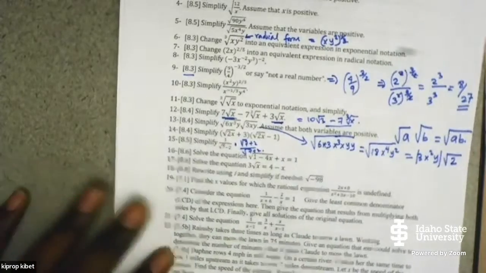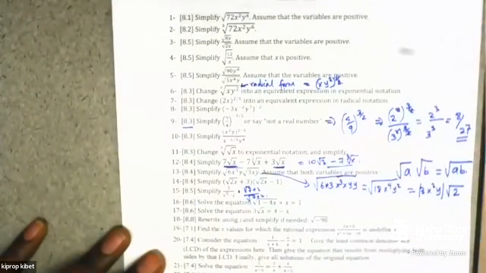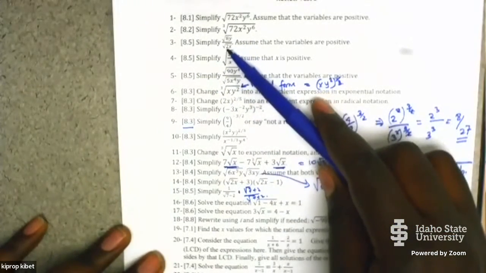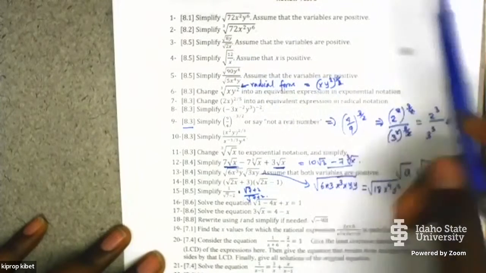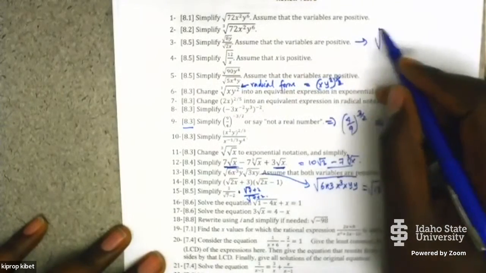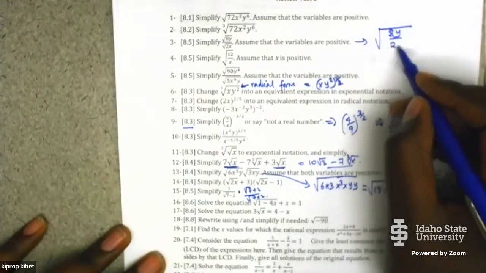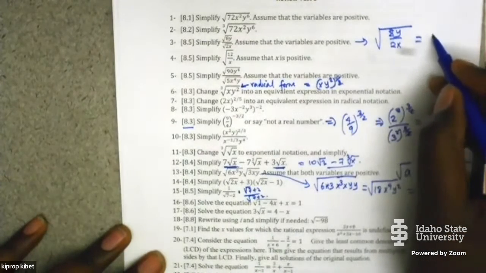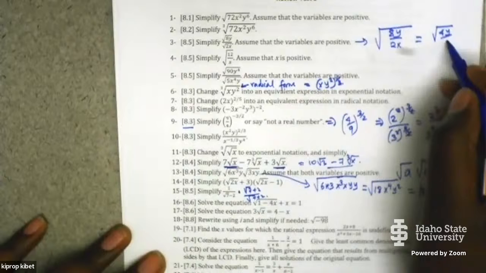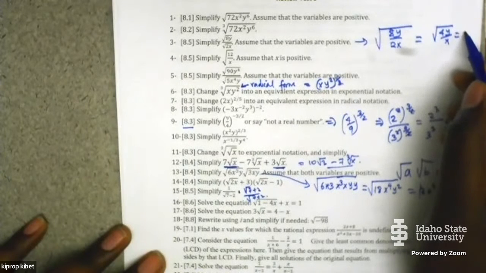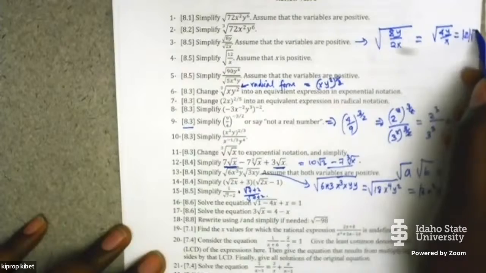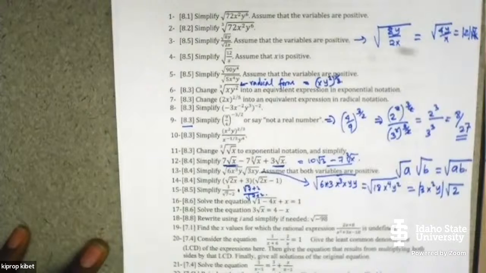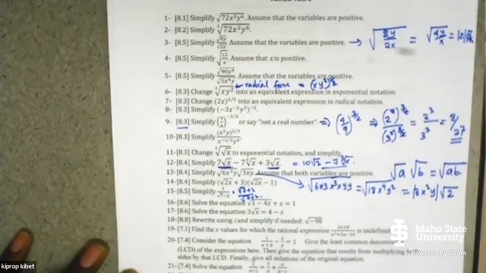Okay, section 8.5, which is number 3 there. Simplify the square root of 8y all over the square root of 2x. Then this is similar to what? The square root of 8y all over 2x, which is the same as the square root of 4y all over x, which is equal to the absolute value of 2, the square root of y all over what? All over x. Square root of y all over x. That is how.